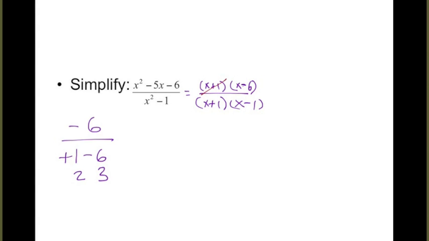We get a matching group. And then we're left with x minus 6 over x minus 1. How did you find what was on the bottom? That's our special factoring form of they're both perfect squares, because x squared I can take a square root of, or 1 I can take a square root of. So we do the square roots added and the square roots subtracted.